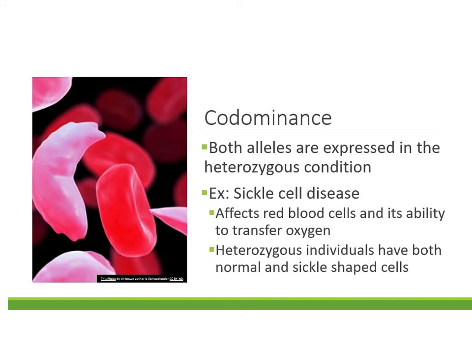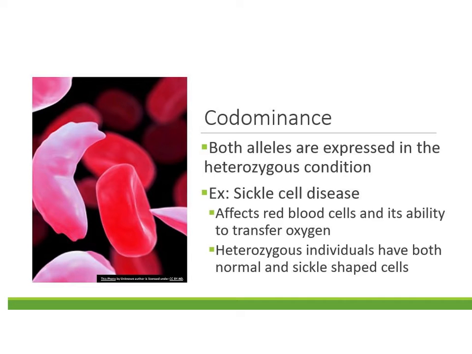Another pattern that's more complex for inheritance is called codominance. So codominance is when both alleles are going to be dominant. Okay. So this time, if you have the heterozygous genotype, you actually express both of those alleles.